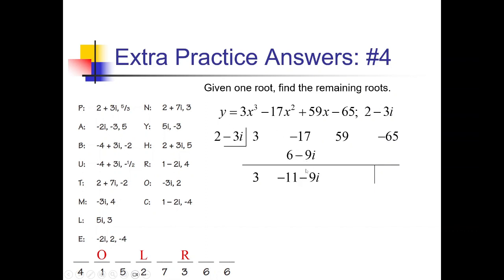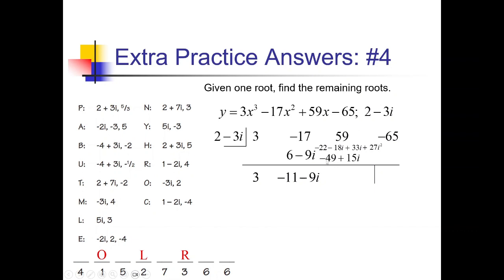Now we're going to have to do 2 minus 3i times negative 11 minus 9i. We're going to have to FOIL this out. I'll put it up here and do it in a couple steps. So 2 times negative 11, that's negative 22. 2 times negative 9i is negative 18i. Negative 3 times negative 11 is positive 33i. And negative 3i times negative 9i is positive 27i squared. Positive 27i squared is really negative 27, plus another negative 22 gives me negative 49. And then negative 18i plus 33i is going to be a positive 15i.